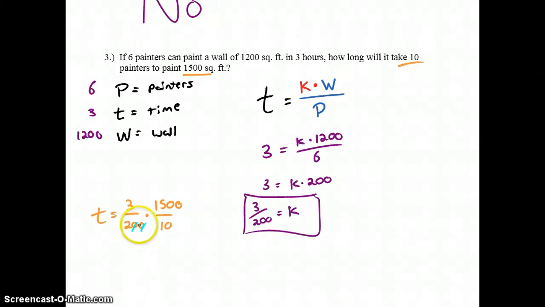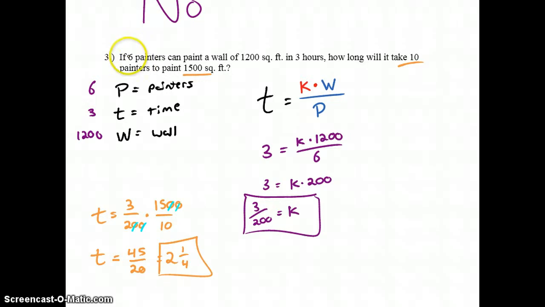Let's cancel out our zeros. We've got 3 over 2 times 15 over 10. The amount of time it will take equals 45 out of 20. Or 2 and 5 more 20ths. Oh, I guess I could have simplified that. In any case, 5 20ths is a quarter. 2 1/4 hours to paint 1,500 square feet for 10 painters.